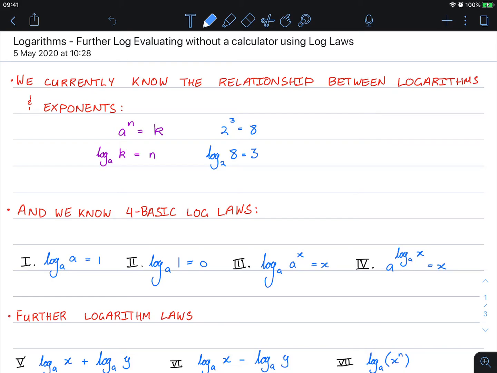Hello class, this is a continuation of logarithms. In this video we'll be looking at further log evaluating without a calculator using log laws.